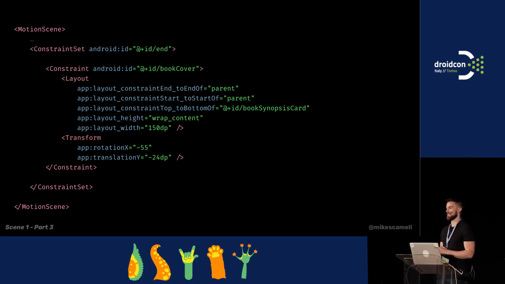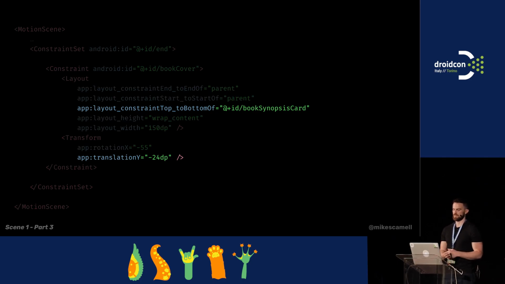This is the book cover in the end constraint set. I've made some minor changes to the book cover. I've added the translation Y so that the book cover overlaps the bottom of the synopsis card. I'm also now constraining the book cover to the top of the synopsis card so that it's relative to the synopsis card at the end of the transition.